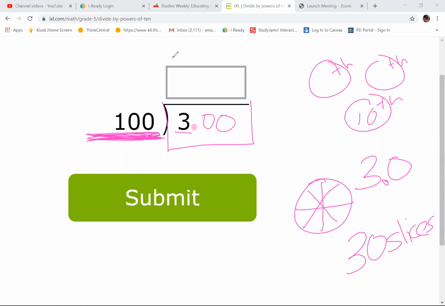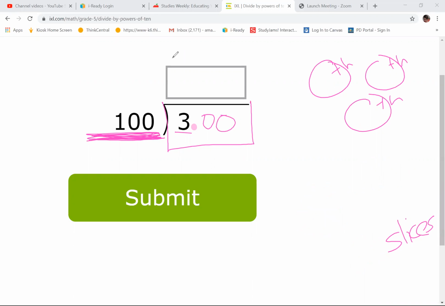So now, if I'm cutting my pizza into hundredths, that means this pizza gets cut into 100 pieces, this gets cut into 100, and this gets cut into 100. So how many do I have?